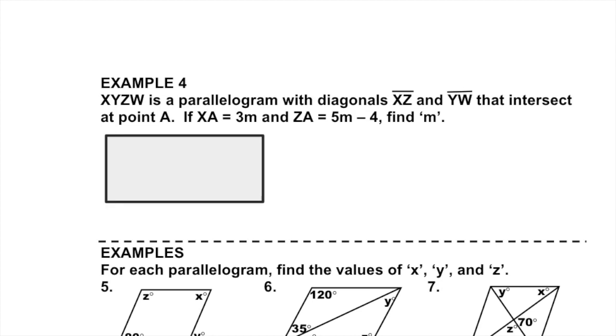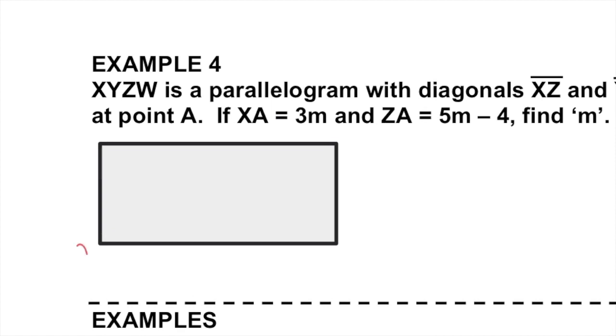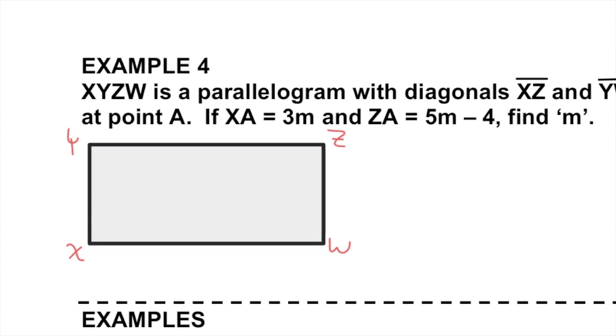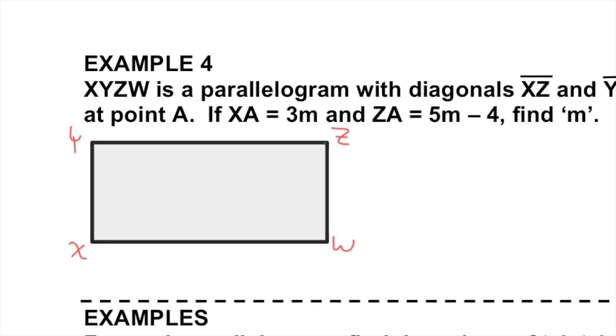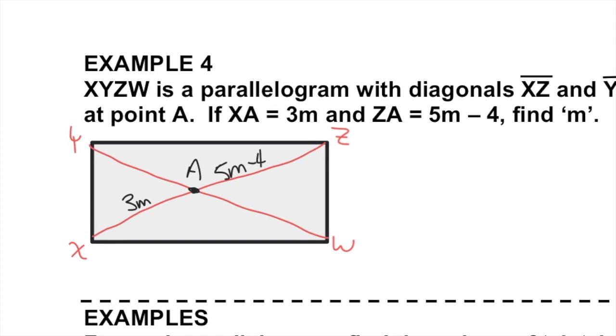Let's see, they told us that this is XYZW. And they tell us it has diagonals XZ, so I'm going to sketch that in. And YW. It says that they intersect at point A. Now, I need to fill in the rest. It says if XA is 3m, and ZA is 5m minus 4, it says find m.